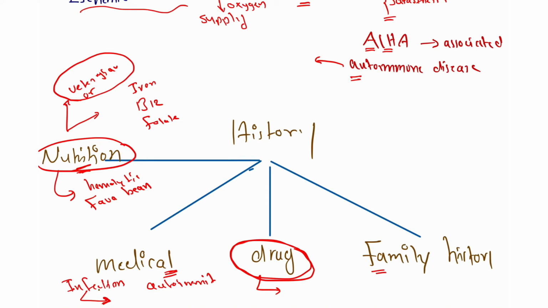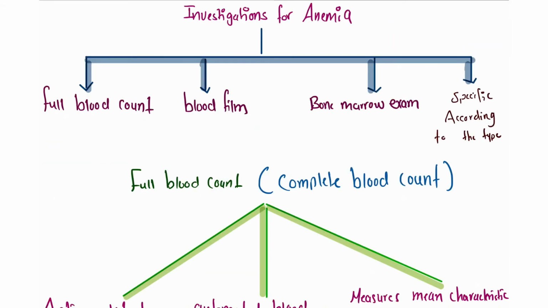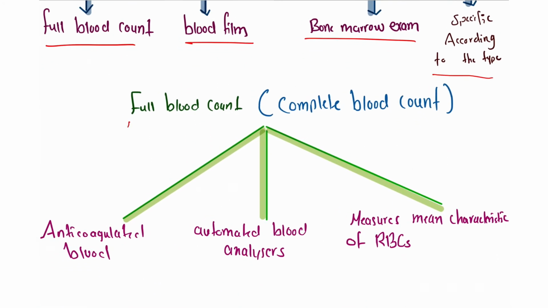Family history is important because many types of anemia are inherited, like G6PD deficiency and thalassemia. Regarding investigation for anemia, these include full blood counts, blood film, bone marrow examination, and investigations specific to the type of anemia. Starting with full blood counts.